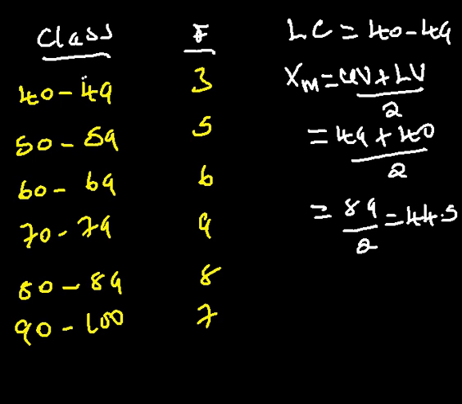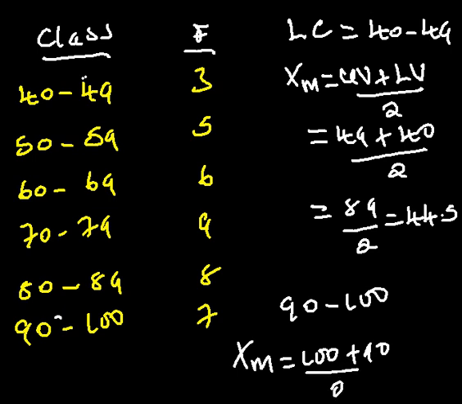Largest class. So what do you think is the largest? So this is the largest class. The largest class is given as 90 to 100, and we should have the midpoint of the class. That is 100 plus 90 divided by 2, which is 190 divided by 2. We have it as 95. So in this case, we have that.